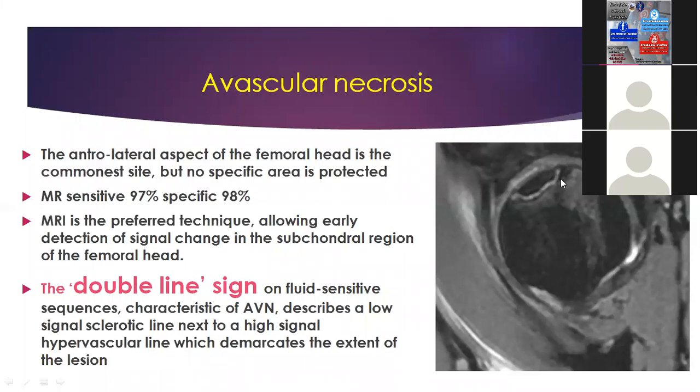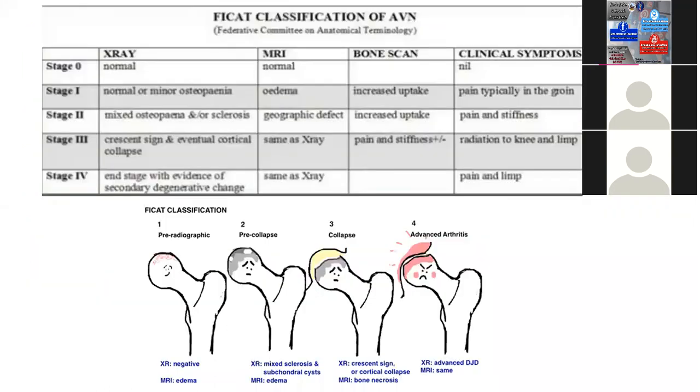And here we can explain the double line sign. We have fluid sensitive sequences like STIR, or some sequences called water sequences, to see more of the water component inside the bone or in the cartilaginous part. We have a low signal line, and next to it a high signal, hypervascular line. This is the extent of the lesion. So the extent of the lesion, as it progresses, will go down, bigger and bigger. We will see it in another one.